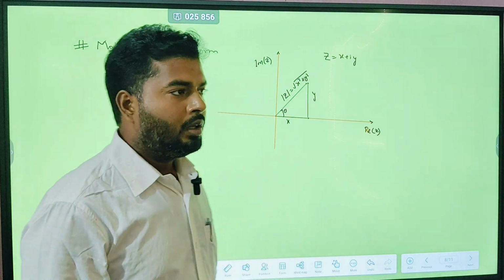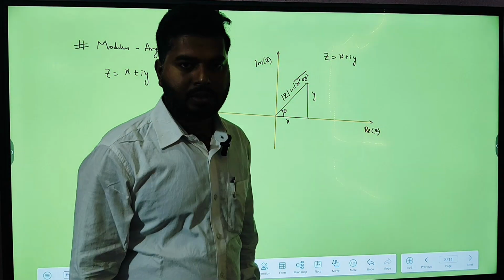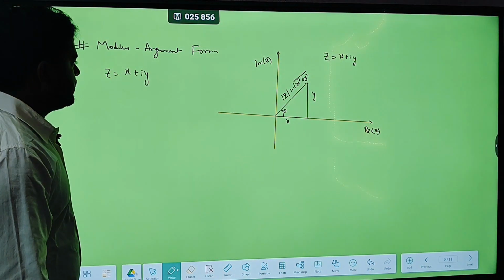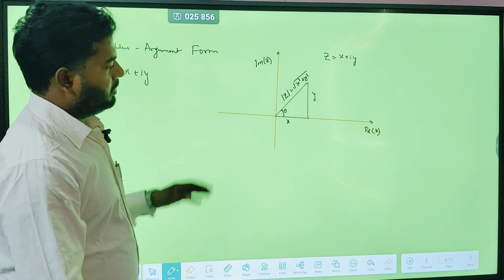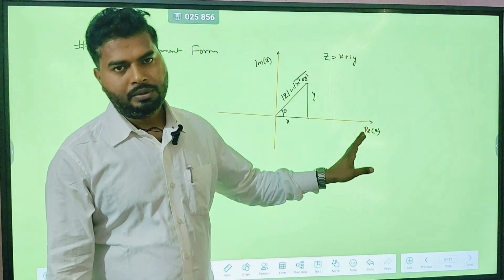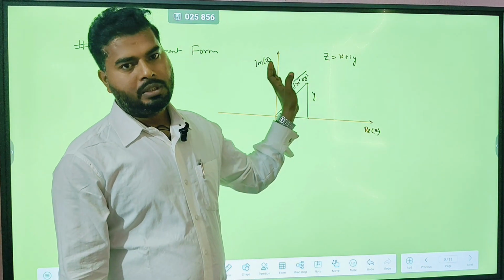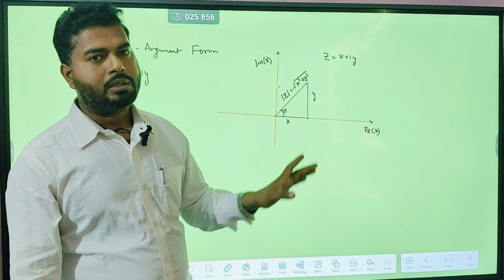So today we're going to learn the modulus argument form of a complex number. Let's say we have z equals x plus iota y. If we plot this on the Cartesian plane, we know that the real part is plotted on the x-axis and the imaginary part is plotted on the vertical axis, the y-axis.